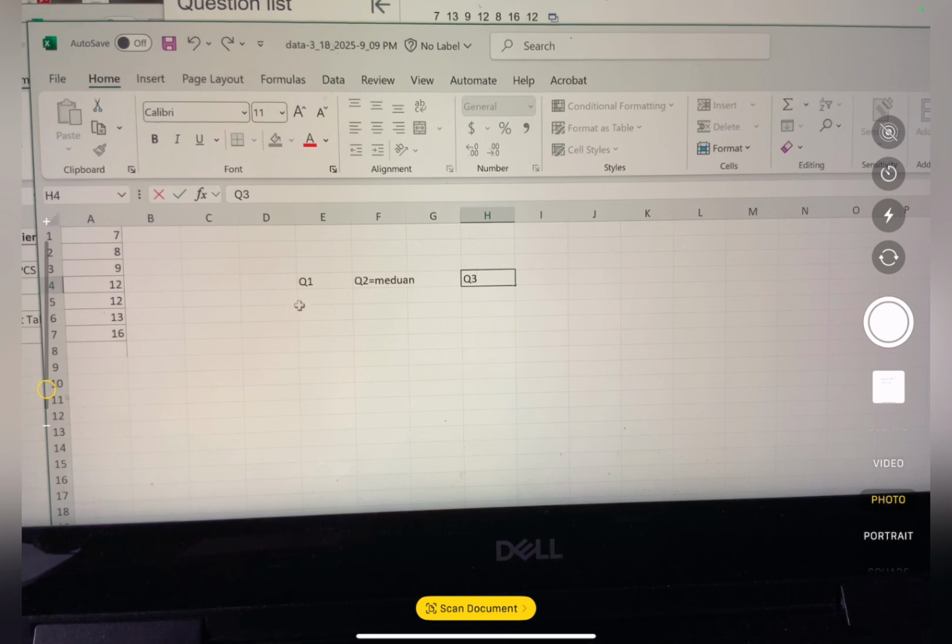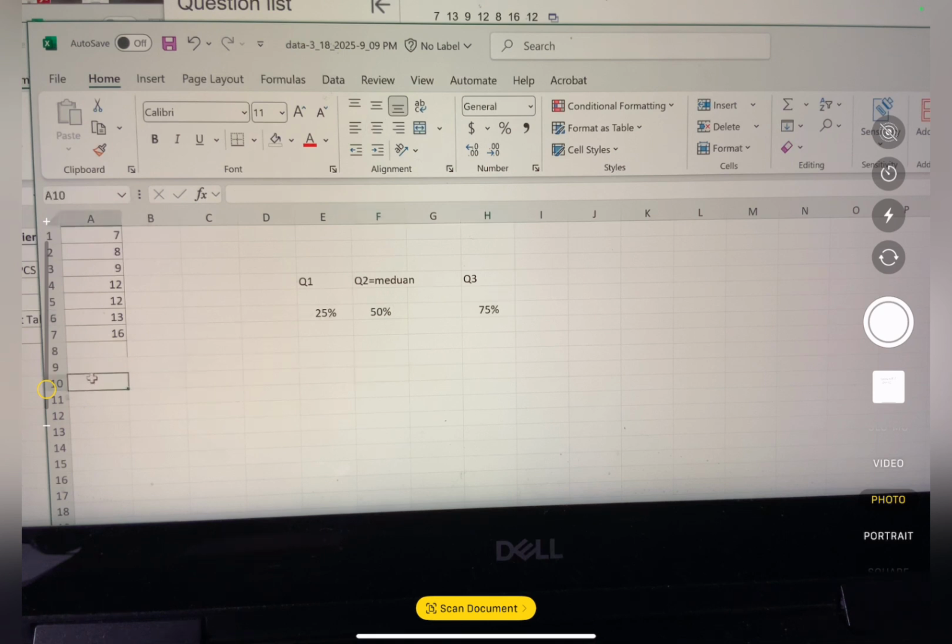So Q1 is 25% of the database, which means 1/4. Q2 is 50%. And Q3 is going to be 75%. So these 3 borders, Q1, Q2, Q3, break the data down into 4 quartiles. So Q2 is our median.